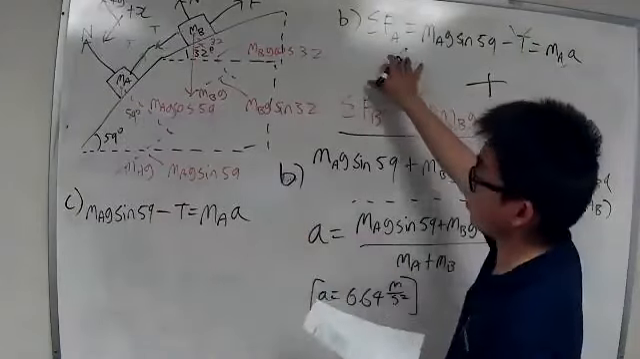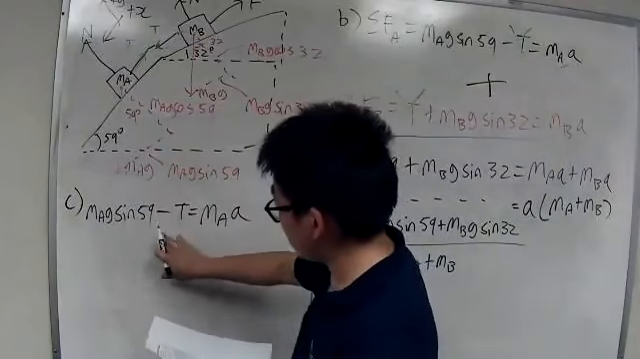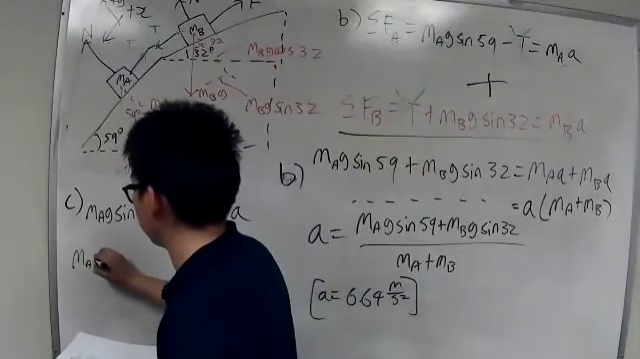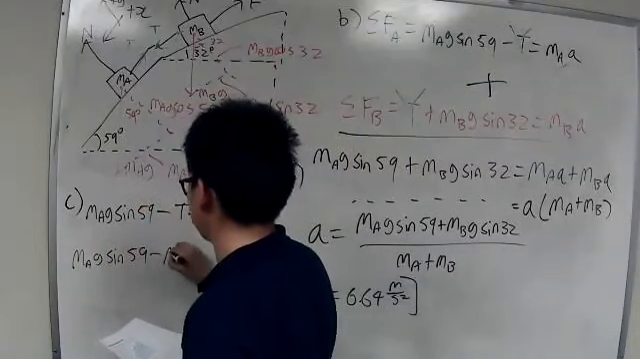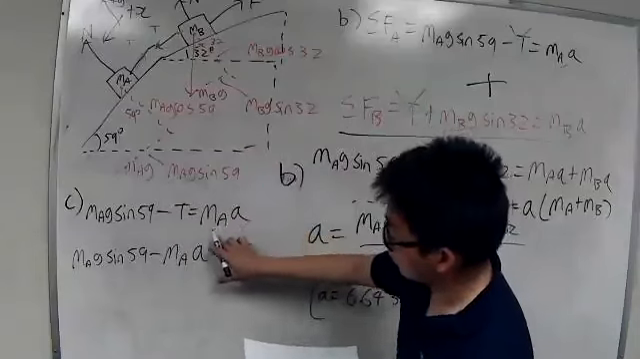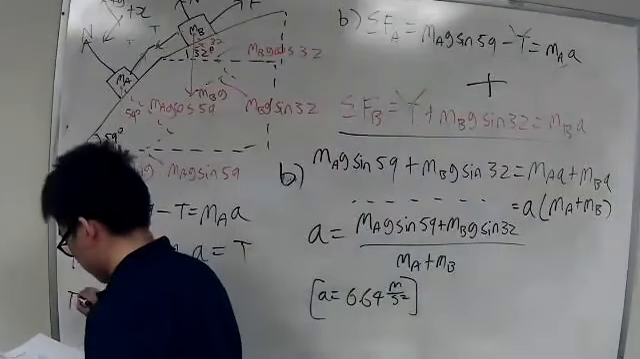Same equation as this first one. Now I just solve for tension. I move this over, I subtract m a. So it's m_A g sine 59 minus m_A a equals tension. Just move tension over, move the acceleration term. Let me plug stuff in for you.